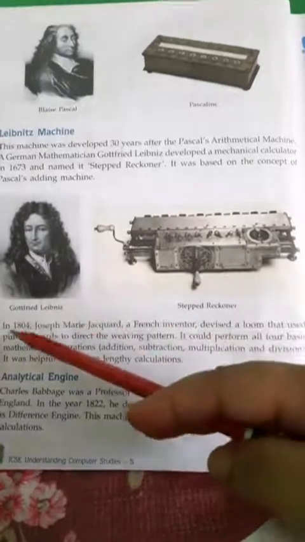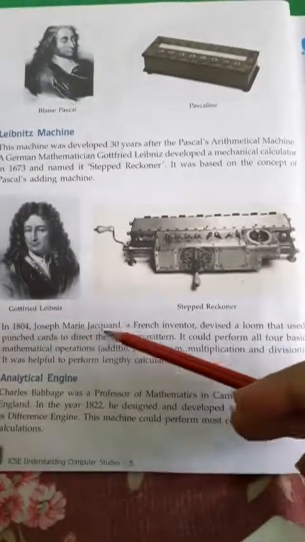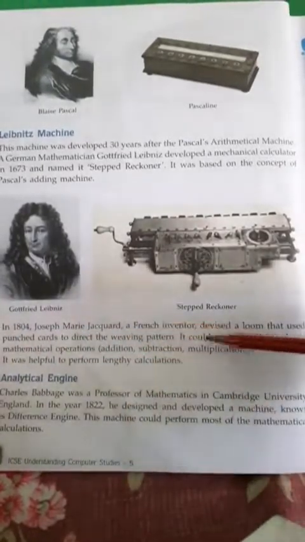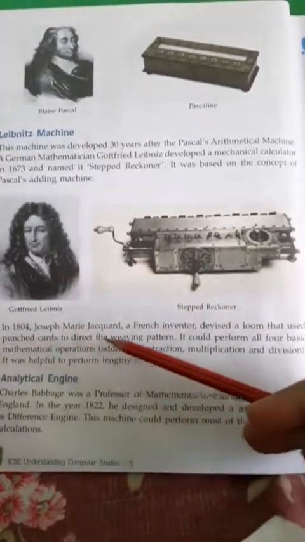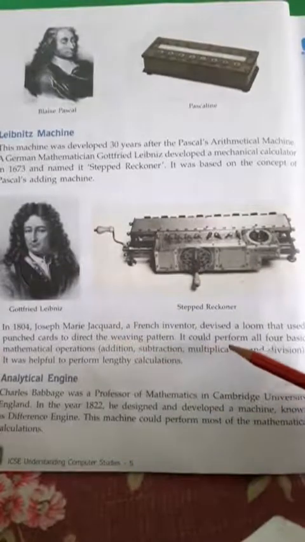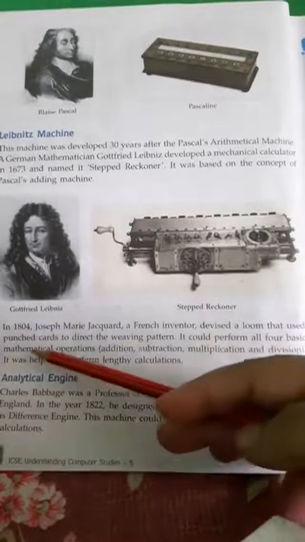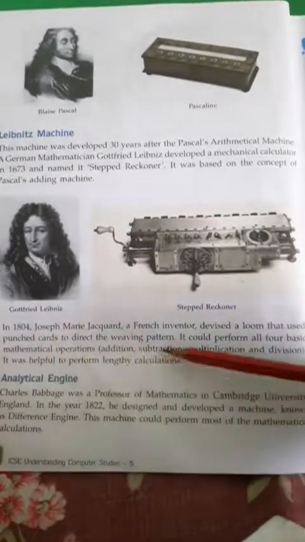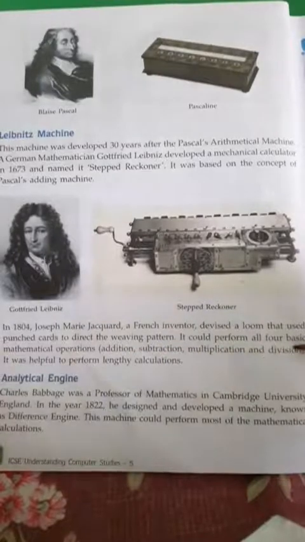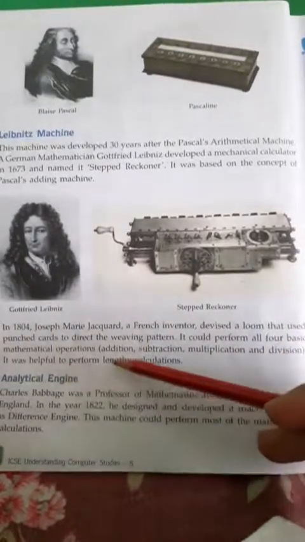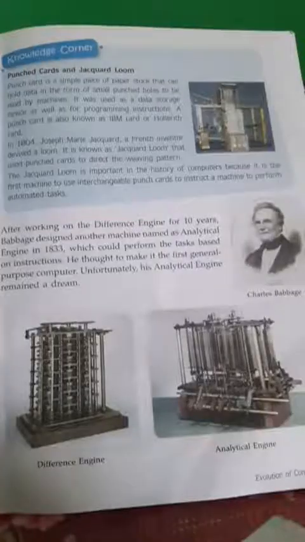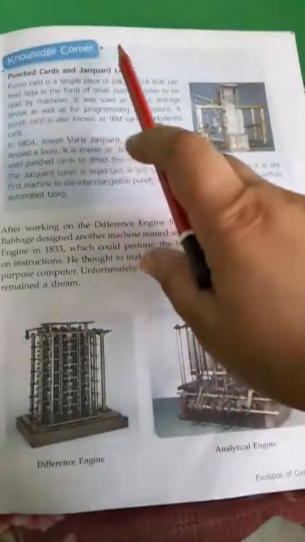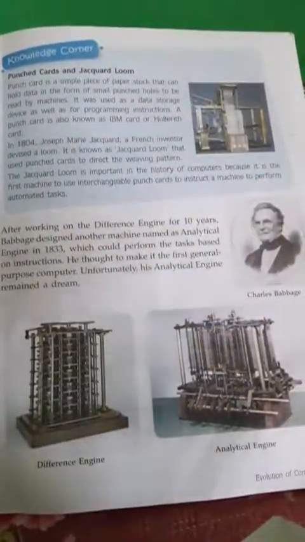Now, in 1804, Joseph Marie Jacquard, a French inventor, devised a loom that used punched cards to direct the weaving pattern. It could perform all 4 basic mathematical operations: addition, subtraction, multiplication, and division. It was helpful to perform lengthy calculations. Now children, to understand this paragraph, you have to see the Knowledge Corner section on page number 30.